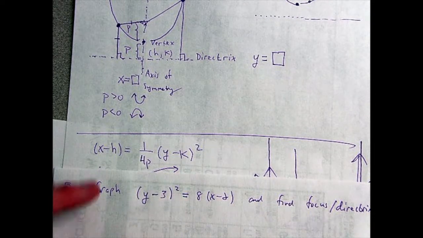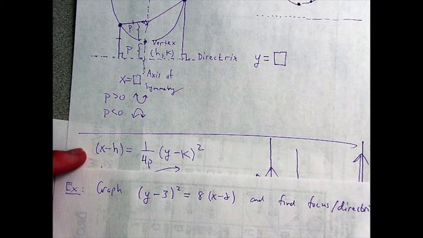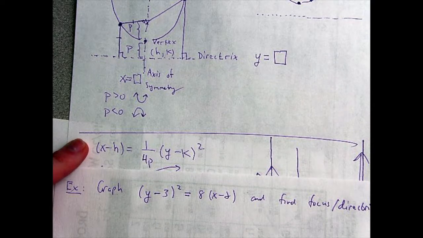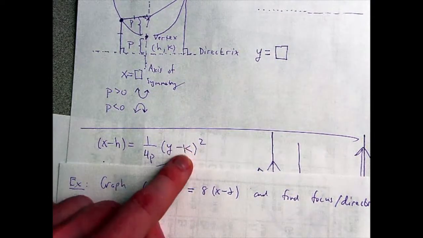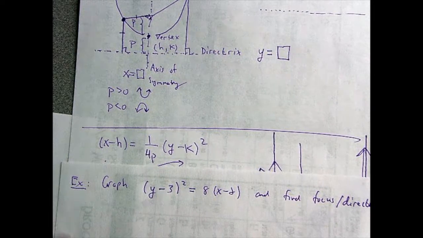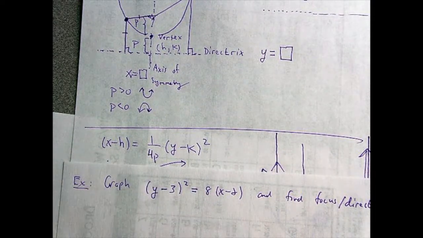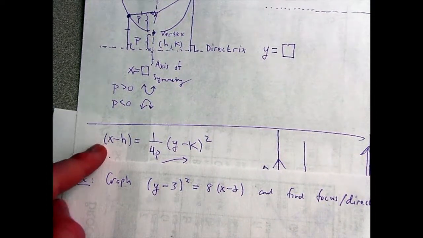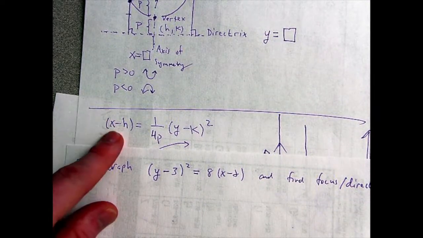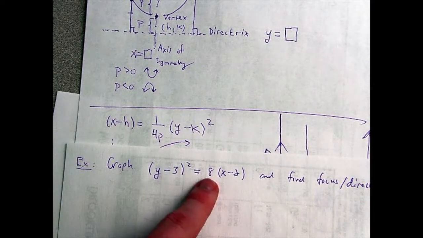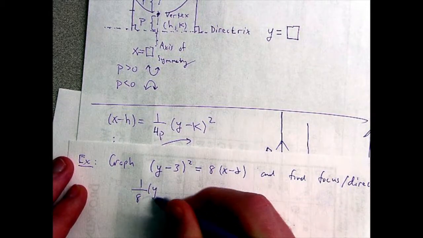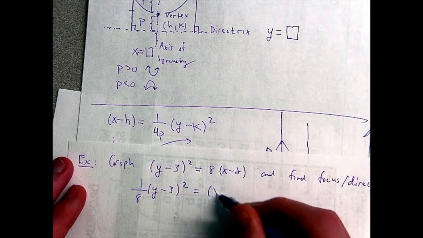What I want you to notice is that, in this standard form, the linear term, the x minus h, is by itself on one side of the equation, and the squared term has a coefficient in front of it, the 1 over 4p. So in order to interpret this equation, finding h, k, and p, you should really begin by putting it in the standard form. And I can accomplish that by, as I said, the linear term, the x minus h, shouldn't have a coefficient in front of it, so I'll divide both sides by 8. I have 1 over 8, quantity y minus 3 squared is equal to x minus 2.